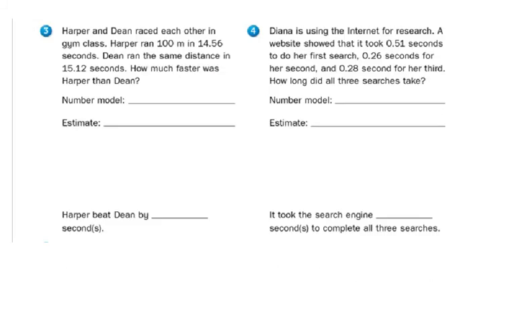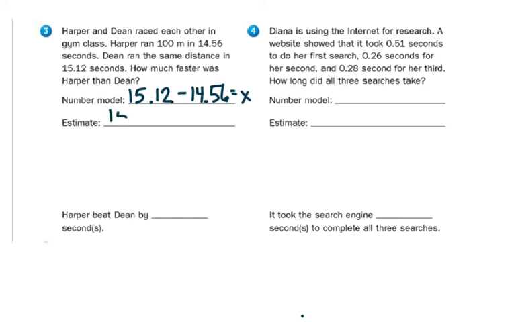Number 3, Harper and Dean raced each other in gym class. Harper ran 100 meters in 14 and 56 hundredths seconds. Dean ran the same distance in 15 and 12 hundredths seconds. How much faster was Harper than Dean? So we're figuring out difference. So we're taking the longer time, 15 and 12 hundredths, subtracting 14 and 56 hundredths to get the difference between the two.